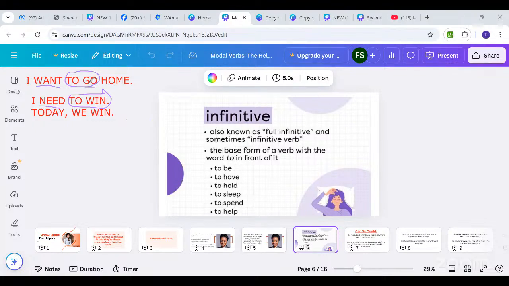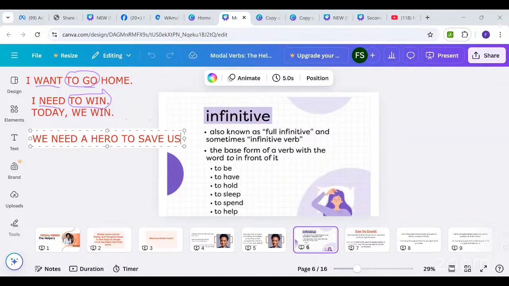Yes. So sometimes infinitives can modify nouns. So it means that they can modify the meanings of nouns. For example, we need a hero to save us. We need a hero to save us.